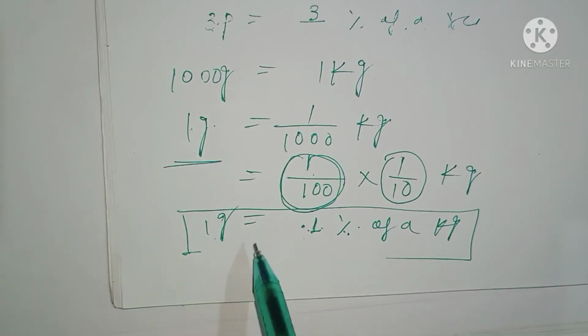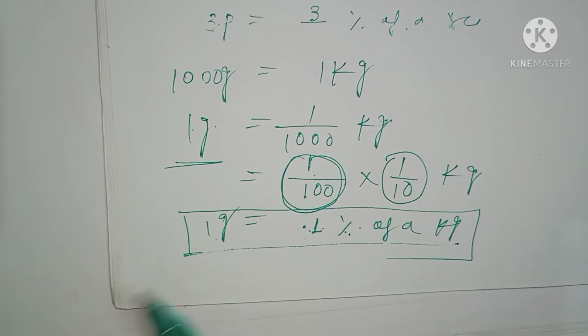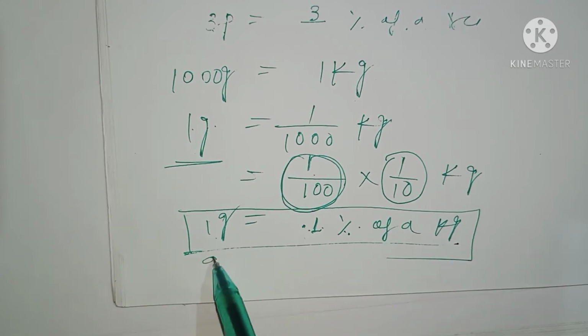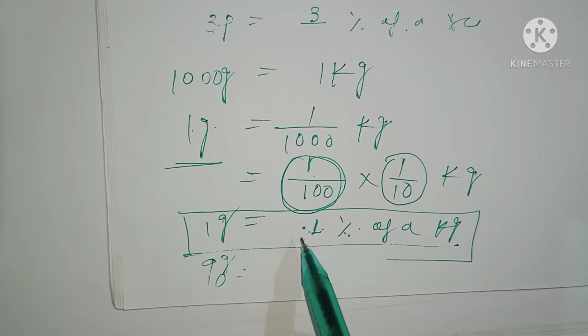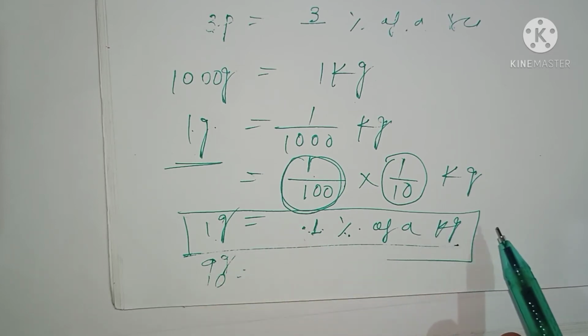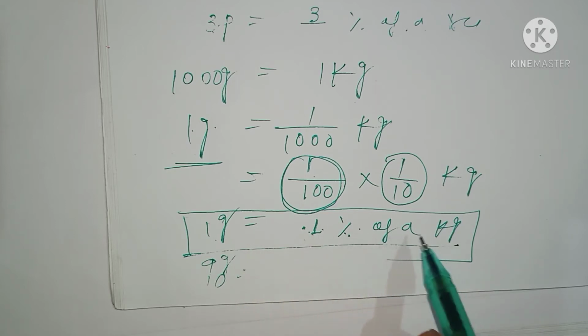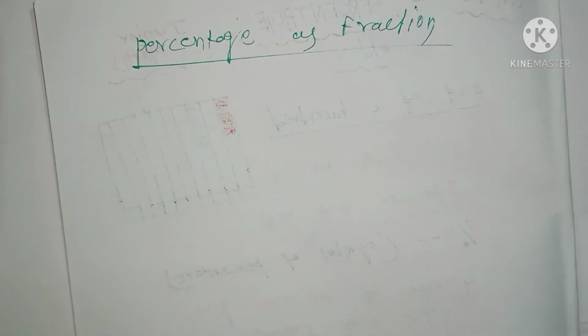If we have calculated for 1 gram, then suppose any more question is asked, suppose 9 gram or 10 gram, you will multiply by 0.1, and that much percentage of a kg it will be. Is it clear to all of you how to convert rupees into percentage, or gram or kilogram into percentage?